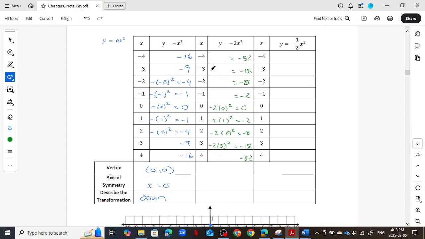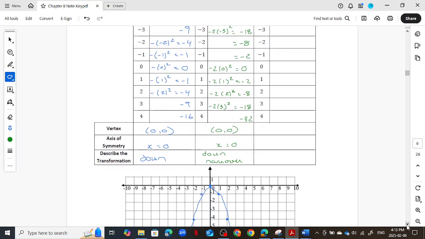So let's plug in something like negative 3. Negative 2 times negative 3 squared. Negative 3 squared is 9. 9 times negative 2 is negative 18. So the vertex is still at 0, 0. Axis of symmetry is x equals 0. And this graph is going to open down, and it's going to be narrower.